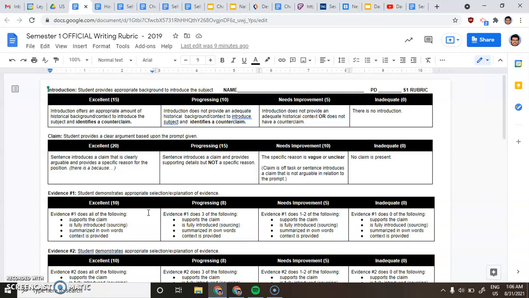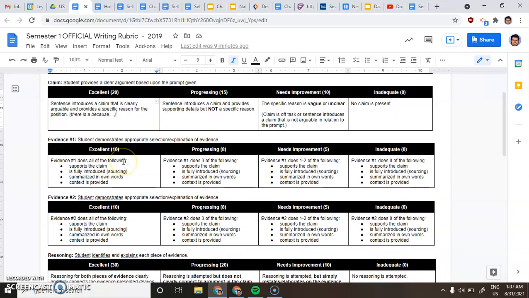I'm just going to go through very quickly and read each of the excellent categories, okay? So for your introduction, in order to get full points, your introduction needs to offer an appropriate amount of historical background and context to introduce the subject and identify a counterclaim. We'll talk more about what a counterclaim is later as well. Okay, so your claim should be one sentence, introduces a claim that is clearly arguable, that provides a specific reason for the position. There is, because we talked about that yesterday.